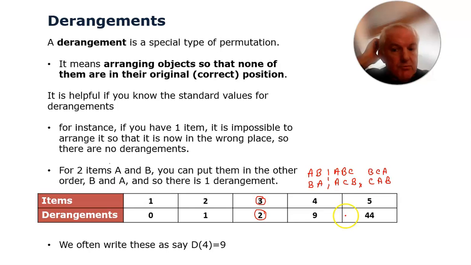This, by the way, is sometimes written as D4. So D4, derangements with 4 items, would equal 9. And there you go. The OCR board isn't too bothered about how you get your answers. You might be asked to list them, like I've started doing there. You might be asked for an exact number.